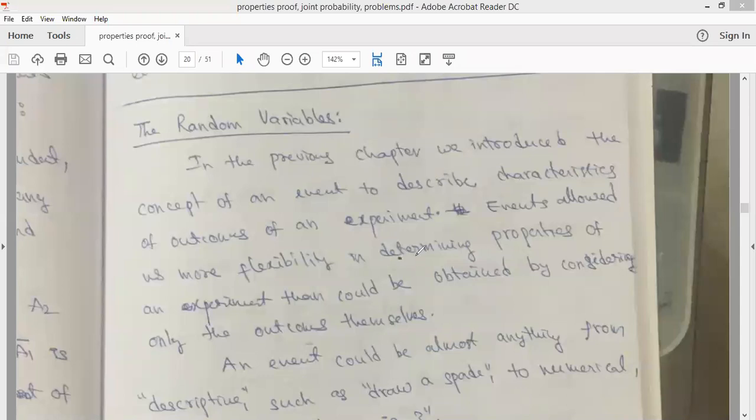In the last class we discussed that an event is used to determine the property of an experiment, and that the event will describe the characteristics of outcomes. What the characteristics of outcomes are can also be defined by the event. These two points we have discussed, and we also discussed that events can be described in two ways.